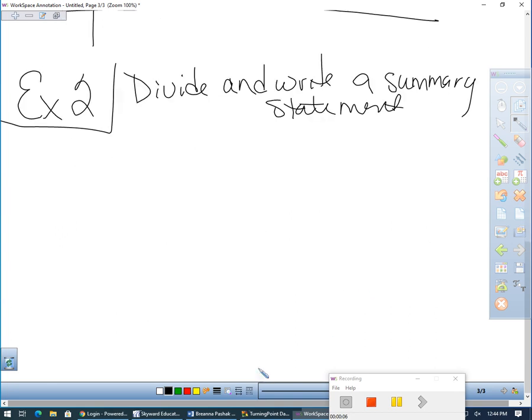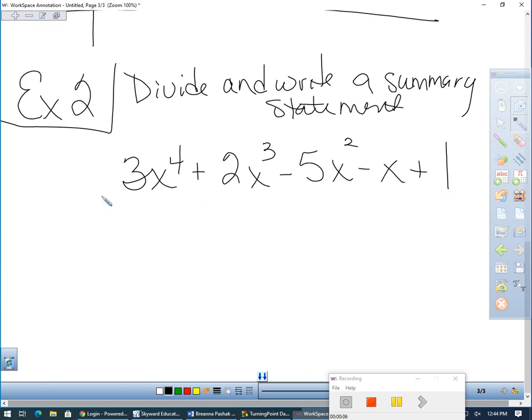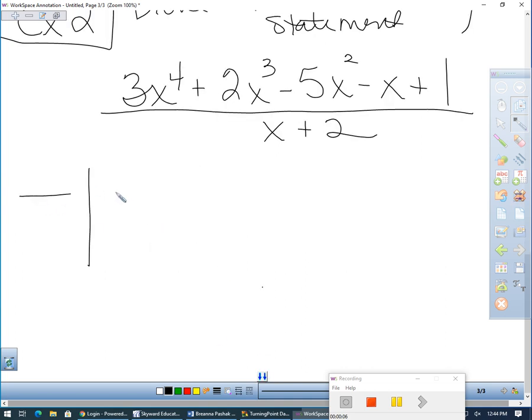All right, so this time, let's go with something that looks like this. Let's say I have 3x to the 4th plus 2x to the 3rd minus 5x squared minus x plus 1, and we're going to divide it by x plus 2. Just because I didn't write it like I wrote the last division, it's still division, right? Even if it's a fraction, it's nothing more than division. So here, if we're going to use synthetic, we're going to do a long one-sided tic-tac-toe.